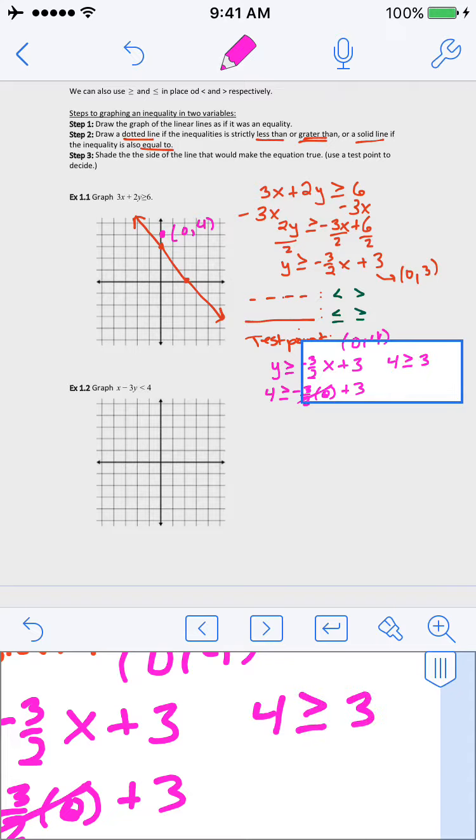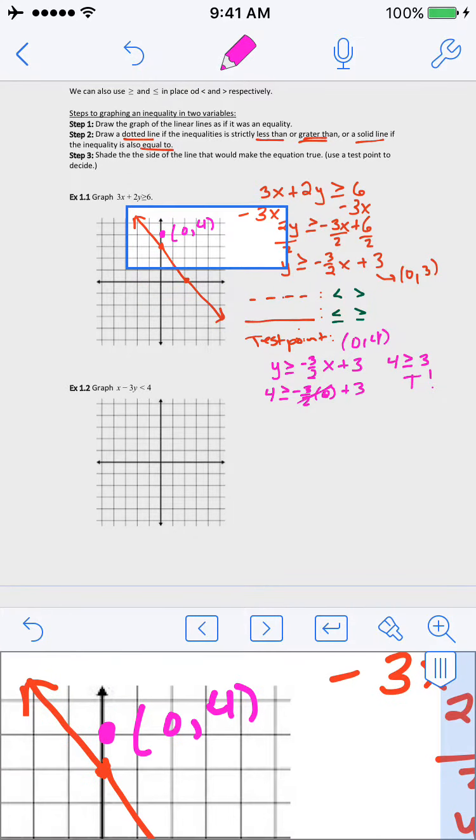3. Is that a true statement? Is 4 greater than or equal to 3? Yes, that is true, right? I didn't get something like negative 4 is greater than 3, right? I didn't get 3, well, 3 would have been fine because it's equal to, but I didn't get something like 4 is greater than 5, right? That would have been a false statement. Here it is true, though. 4 is greater than 3.